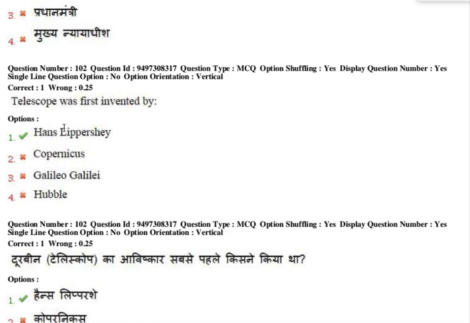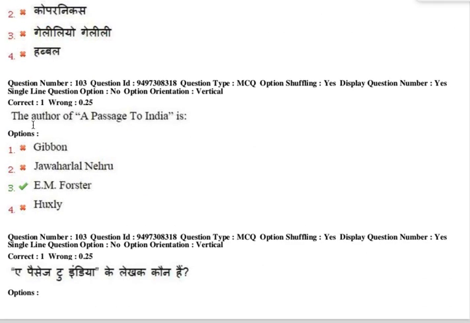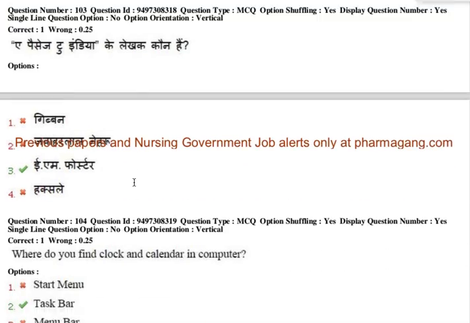Next question. Telescope was first invented by? Right answer is Hans Lippershey. Hans Lippershey first invented the telescope. Next question. The author of A Passage to India is? Right answer is third, E.M. Forster. E.M. Forster is the author of A Passage to India.